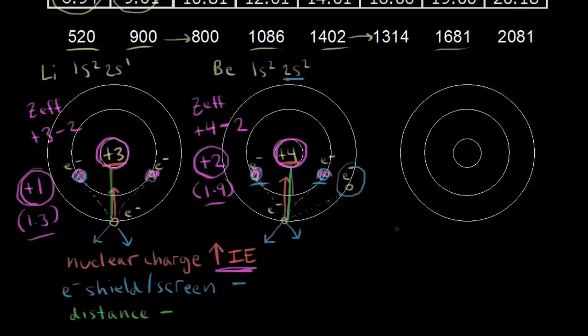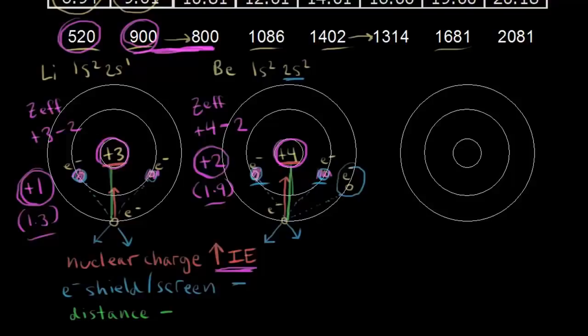So let's next talk about exceptions to that. And so the next one we see is, we went from 520 for lithium to an increase for beryllium because of the increased nuclear charge. And then when we go from beryllium to boron, we see this drop, right? We go from 900 to 800. So that's not following our general trend. Let's see if we can explain it though.